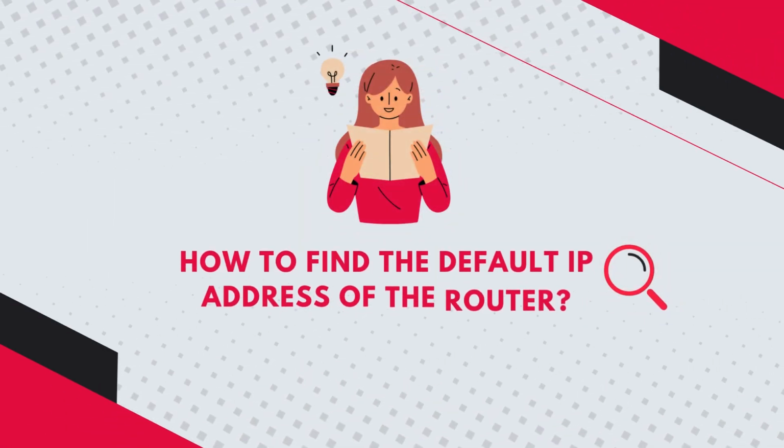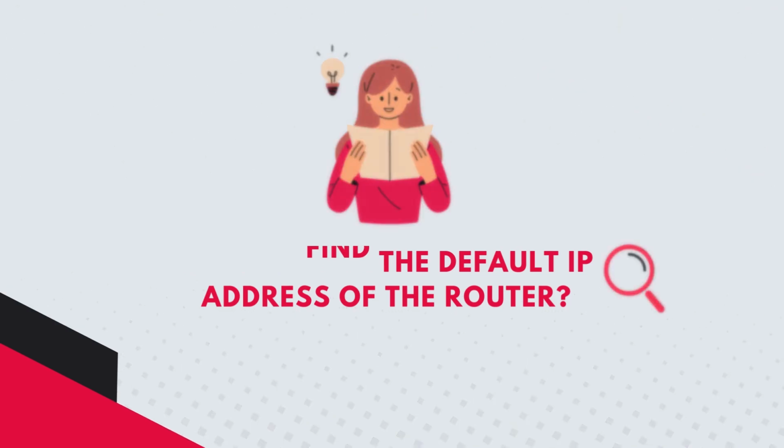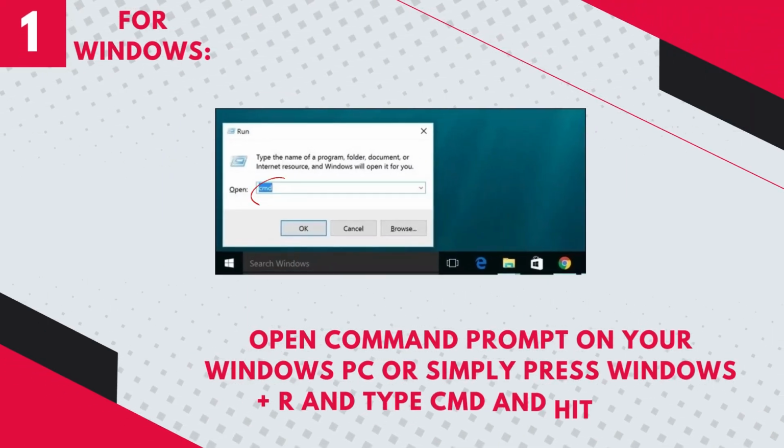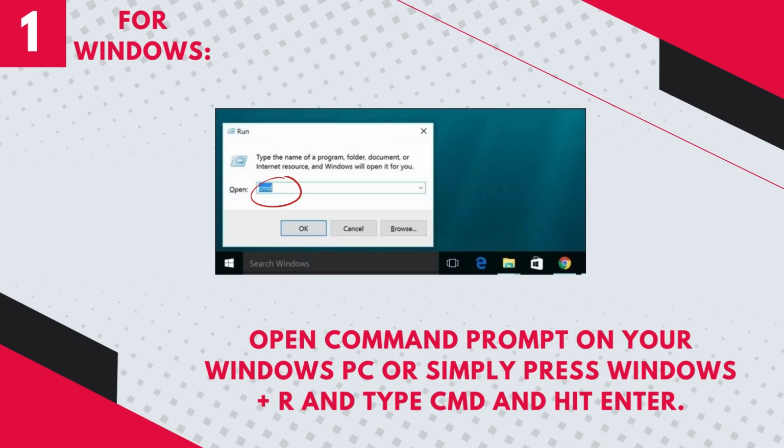How to find the default IP address of the router? First, for Windows, open Command Prompt on your Windows PC or simply press Windows and type CMD and hit Enter.